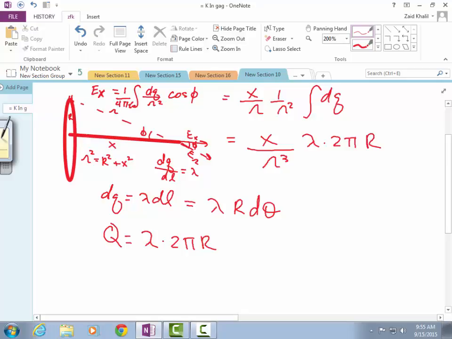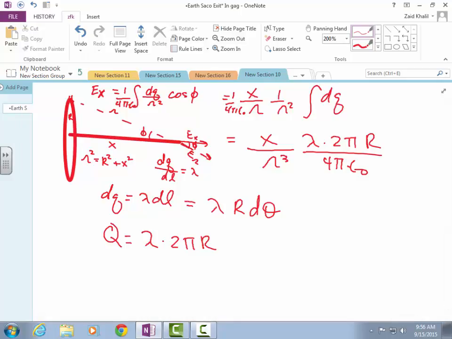Can we define it as K? No. Just flip. You'll see why. Because, and then this becomes over 4 pi epsilon naught. So, yes, shoot. So with the integral on the way, right, you replace that with lambda r d theta. Correct, and then integrate. Integral from 0 to pi.